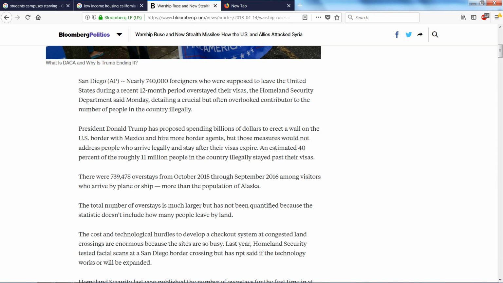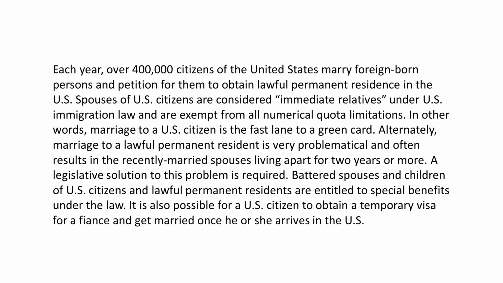And then there is another category of illegal immigration, which is visa overstays. That is around 740,000 foreigners who were supposed to leave the United States in the last 12-month period. This article was published around 2017 or 18. Between October 2015 and September 2016, 740,000 visitors did not leave. So there were overstays. That's another category which many of these may become illegal immigrants down the road.